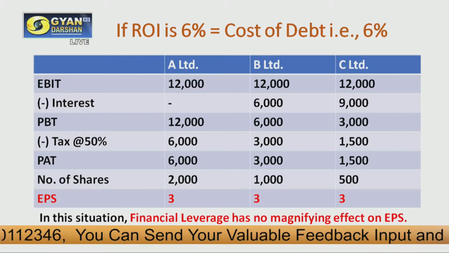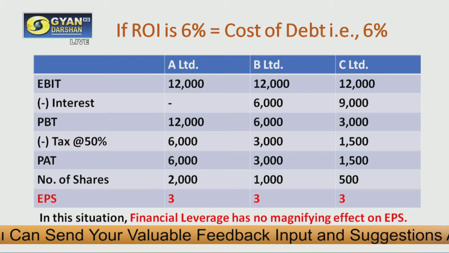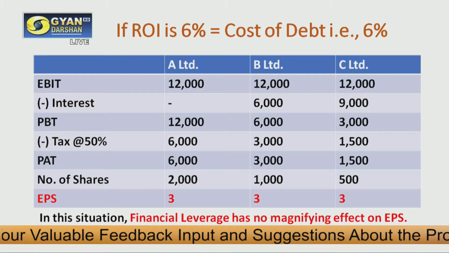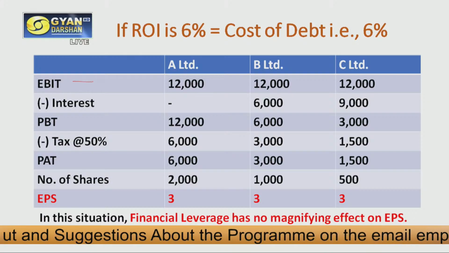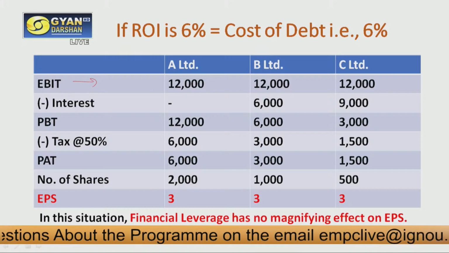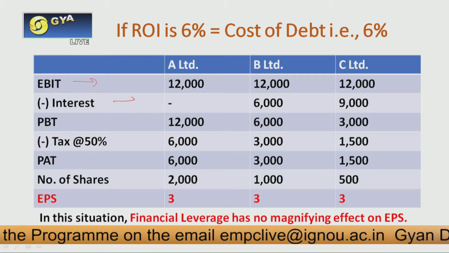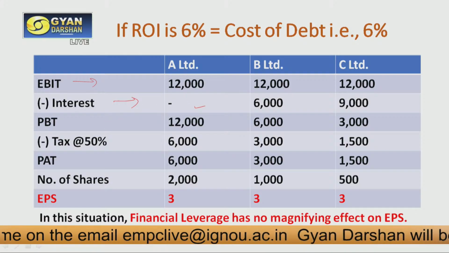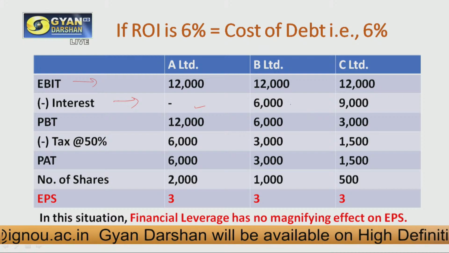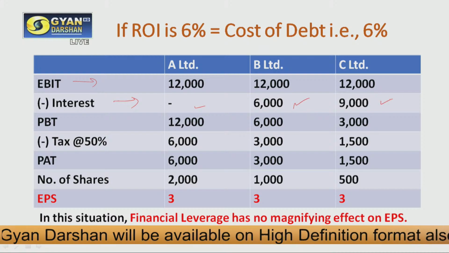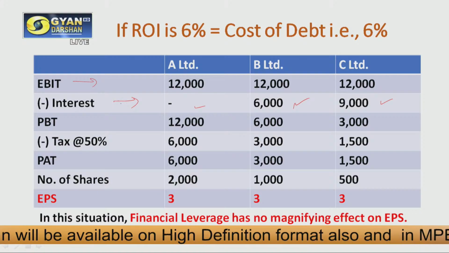So this may further be changed. Now what if our ROI is 6%? That means our cost of debt is 6%. Again, our EBIT will, for example, remain 12,000. The interest that we need to deduct is no amount because it is an all equity firm, 6,000 in case 2 because it is a 50% debt firm, and 9,000 in case C because it is a 75% debt firm.